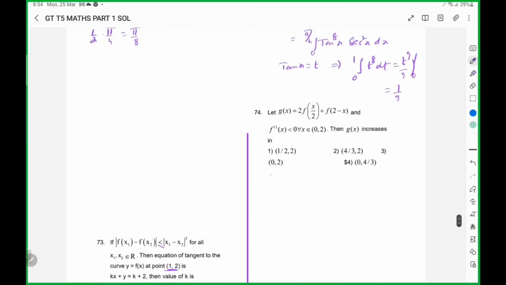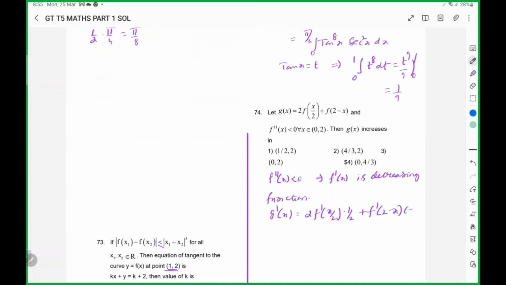Here f double dash x is less than 0. F dash x is a decreasing function. So g dash x will be 2 times f dash x by 2 into half plus f dash 2 minus x into minus 1. So f dash x by 2 minus f dash 2 minus x. So g dash x, f dash x is decreasing.